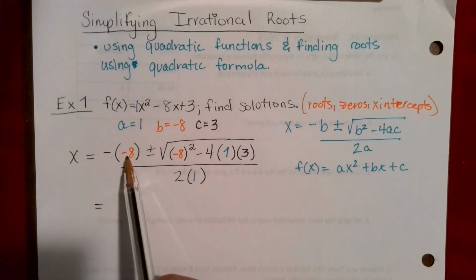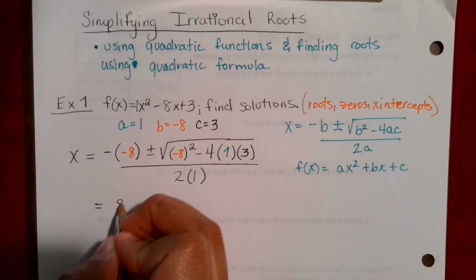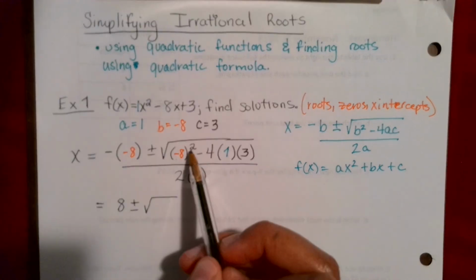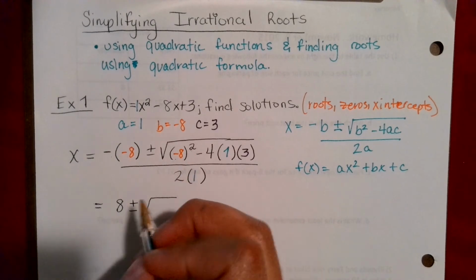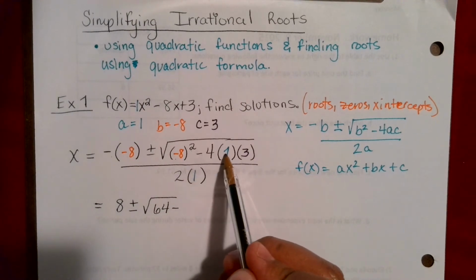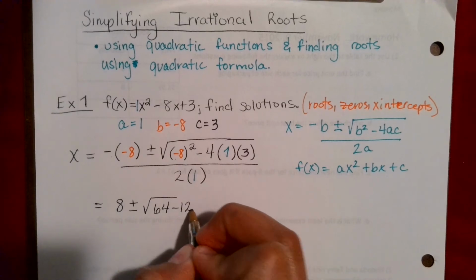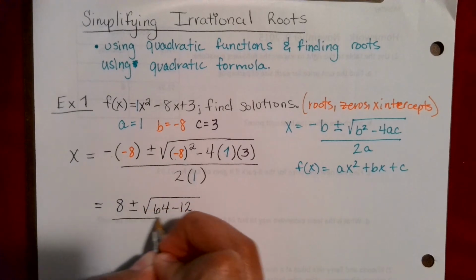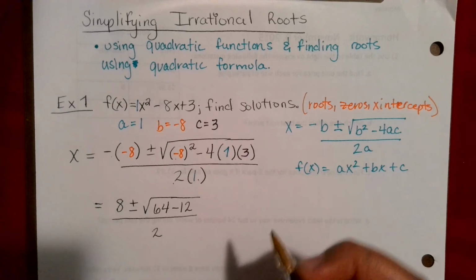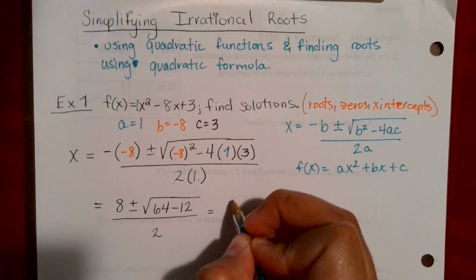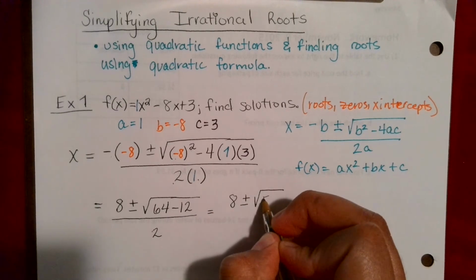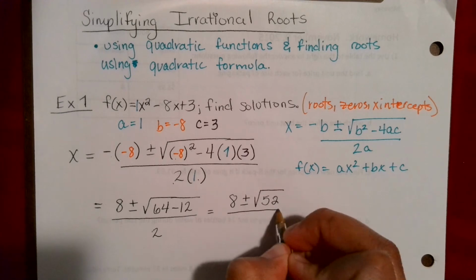A negative and a negative gives me a positive, plus or minus the square root. A negative 8 squared is a negative times a negative, which is a positive, minus 4 times 1 times 3 is 12. So I'm going to write it like that. And then we have 2 times 1, which is just 2. And I'm going to take it a step further, and write it as 8 plus or minus the square root of 64 minus 12, which is 52, all divided by 2.